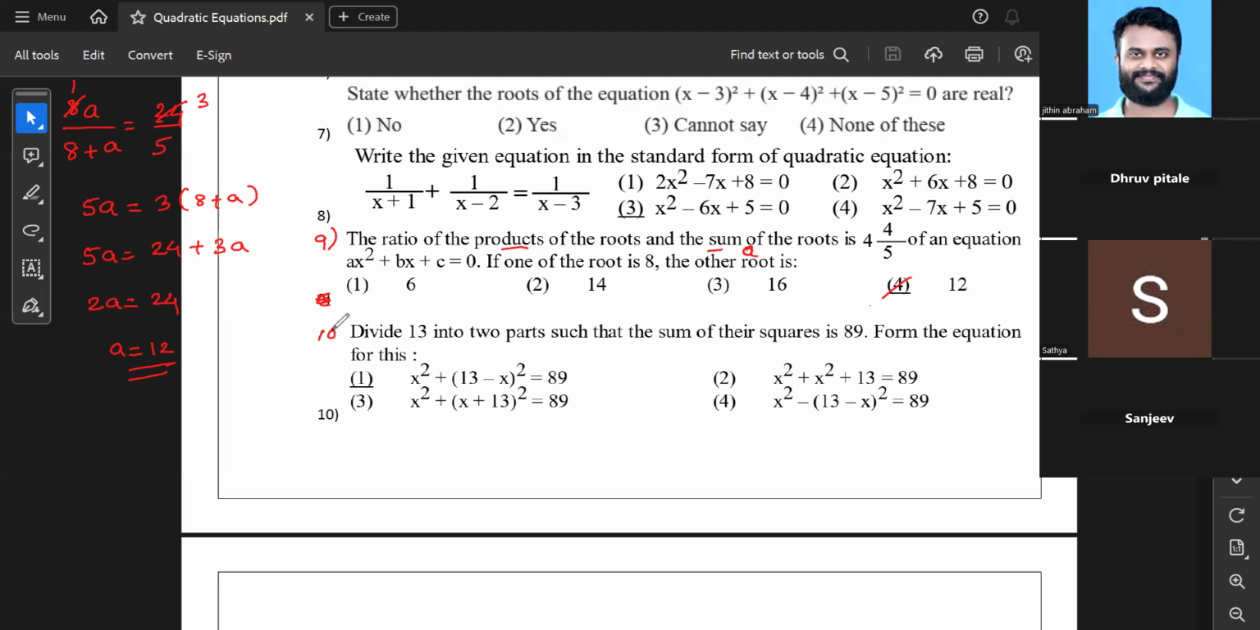Okay, proceeding to the 10th one. Dividing 13 into two parts such that the sum of their squares is 89. Form the equation for this. So the sum of their squares should be 89.